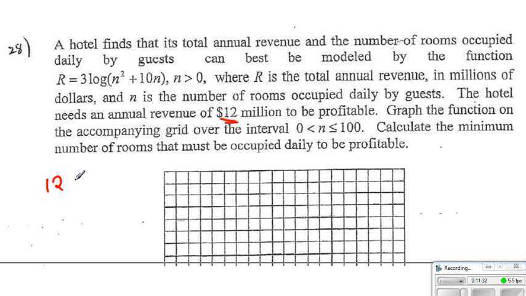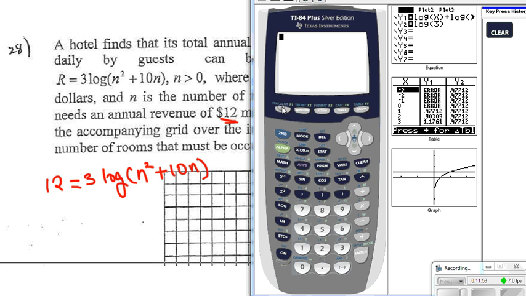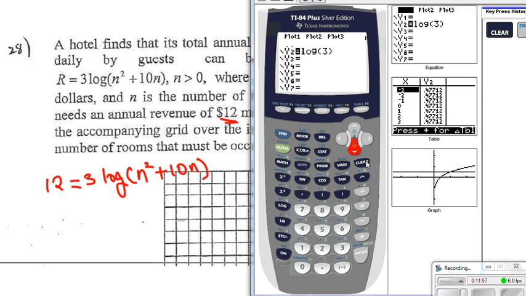And that is equal to 3 log of n squared plus 10n. So let's look at this one together using the graphing calculator. Here we have the calculator. Then we'd like to plug in those values and see what happens.